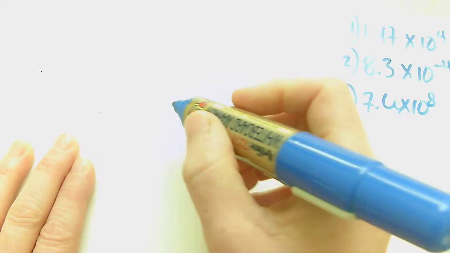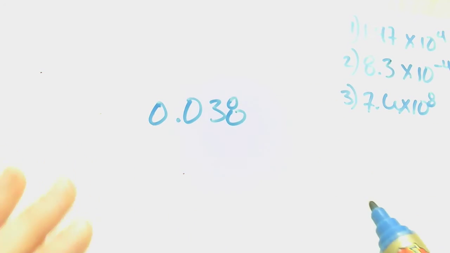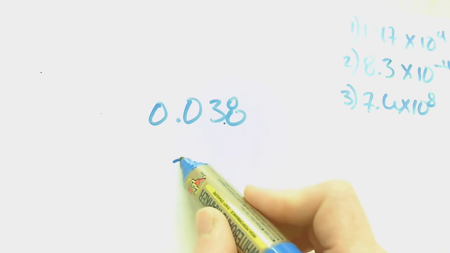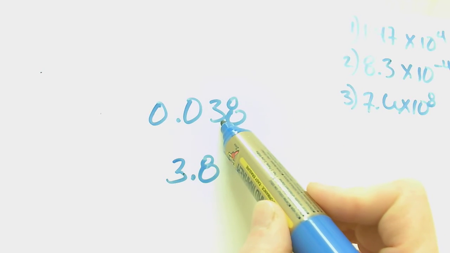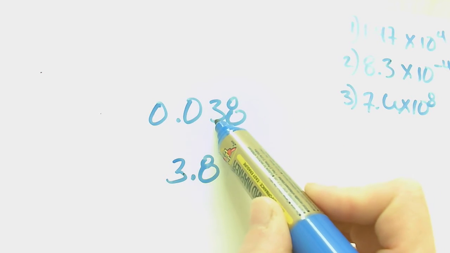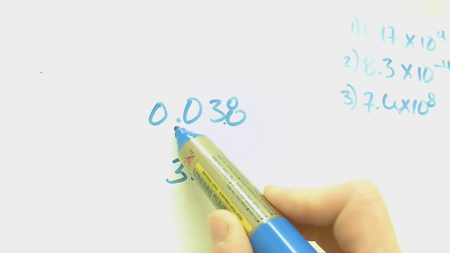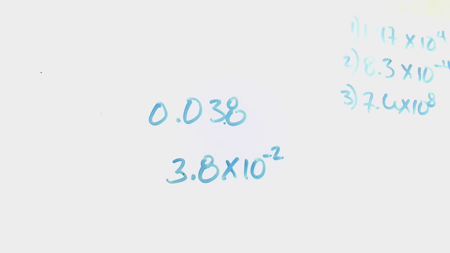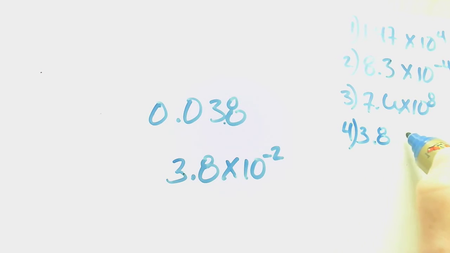Number 4 is 0.038. To turn that into a number in scientific notation, I would put that decimal point behind the 3. So I'd make it 3.8. And it's a very small number, so to turn 3.8 into this 38 thousandths, we'd have to divide by 10 twice. So it would be times 10 to the negative 2nd power. So number 4 is 3.8 times 10 to the negative 2nd power.